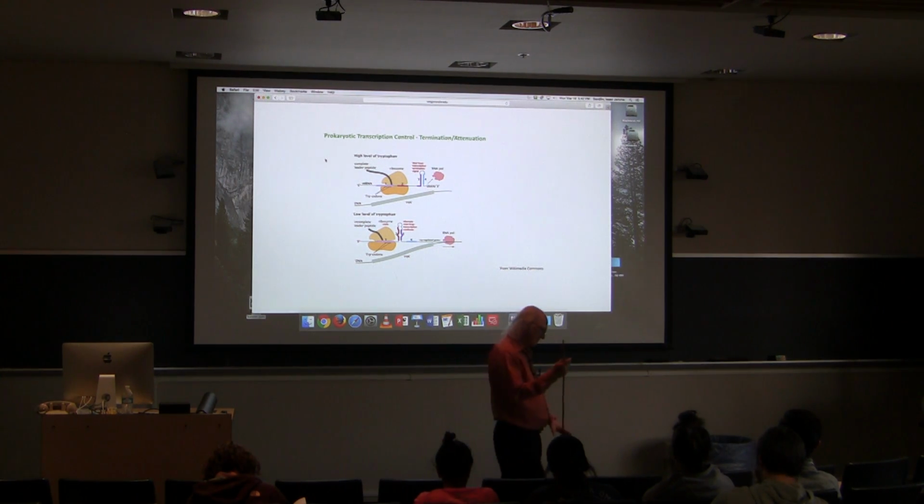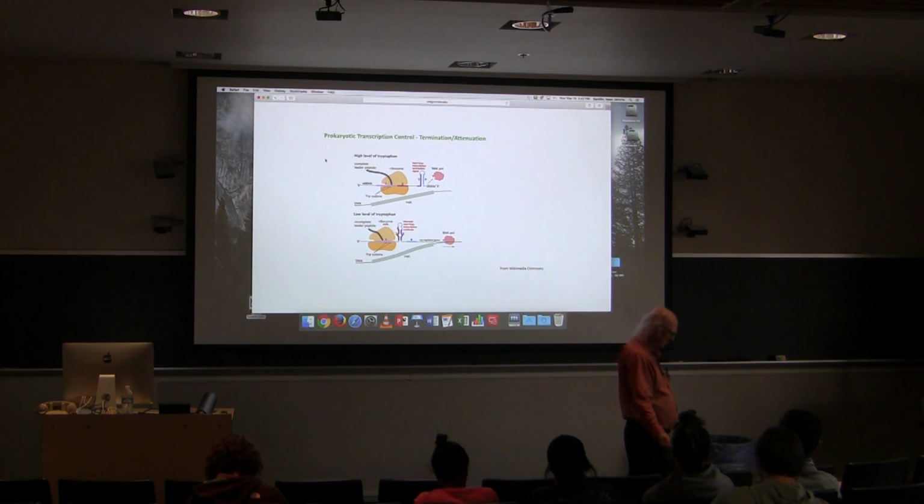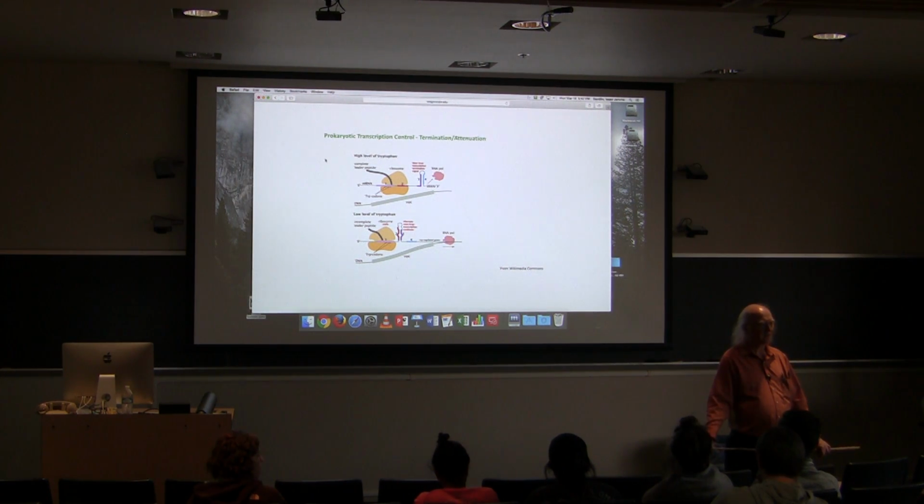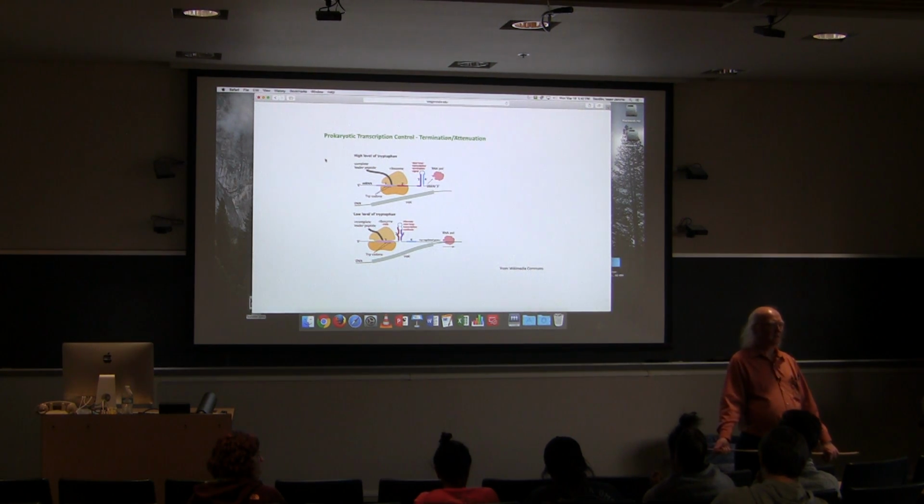Yes? This is way back on the glyoxylate cycle. I've written down that it's activated in high energy conditions. Does that include high NAD plus concentrations, or just if you have high acetyl-CoA?